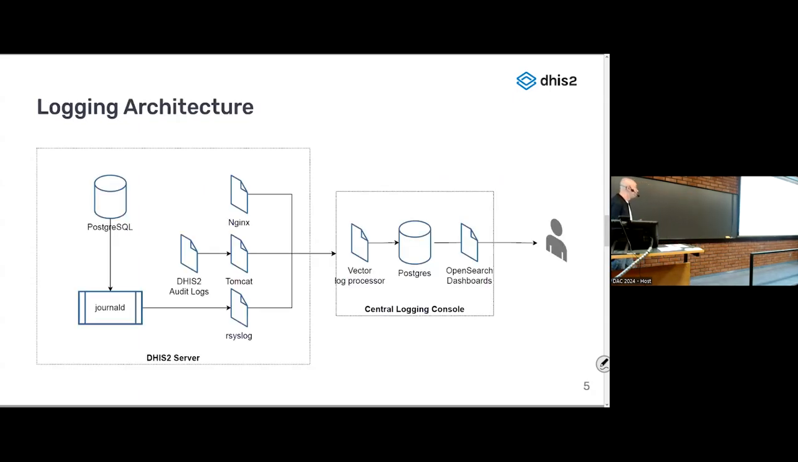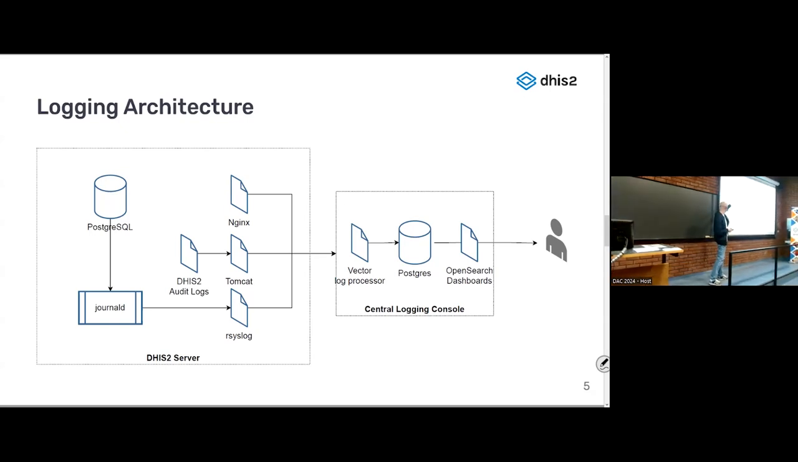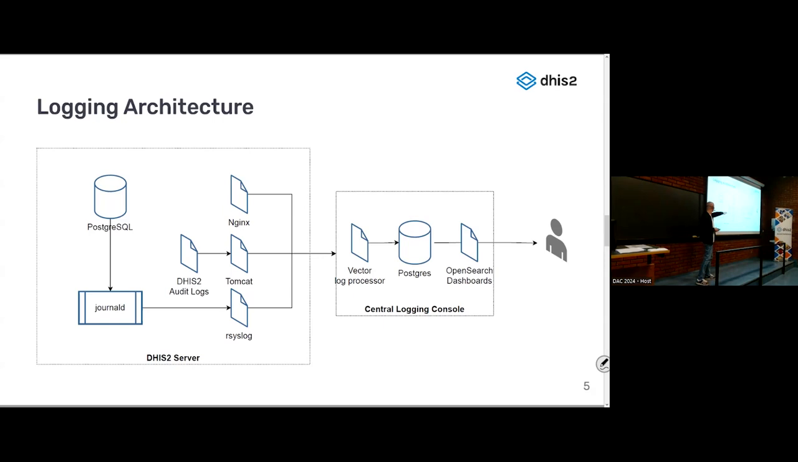This is a proposed way of how we can deploy the logging infrastructure. On the left, you can see a very typical standalone DHIS2 server, and the configuration can be much more complex, but for simplicity and for demo purposes, we are taking a regular example. So we have a Postgres database, we have a regular Tomcat, we have audit logs that come from the system, reverse proxy, and the system logs that come from our syslog.